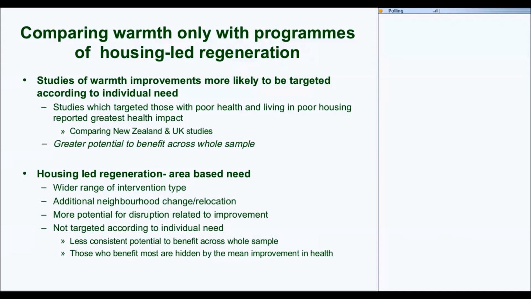So it may well be that within these studies, in whole samples, the mean is concealing an effect for those who did benefit. So you might not see an effect, but within that study population, there may well have been a certain group of people who did experience health improvement that was attributable to the improvement in housing that they experienced.